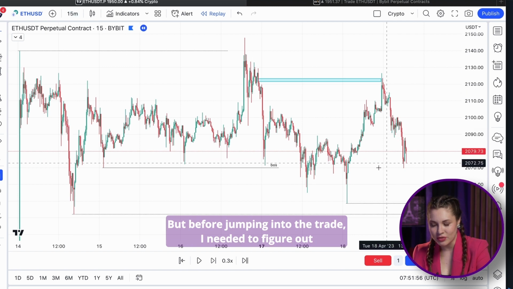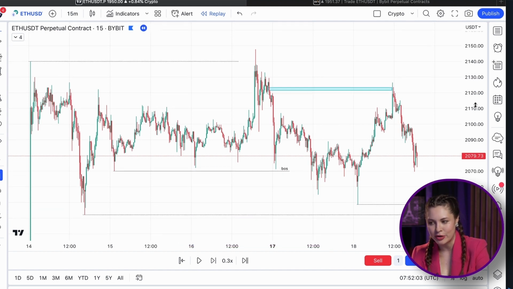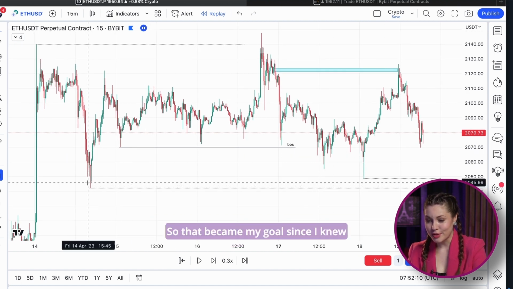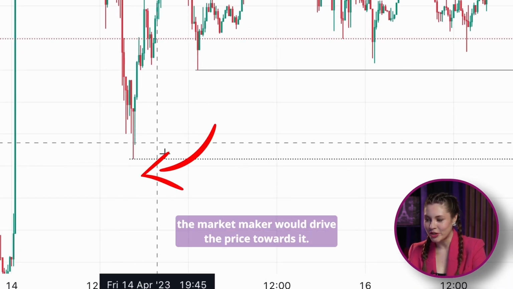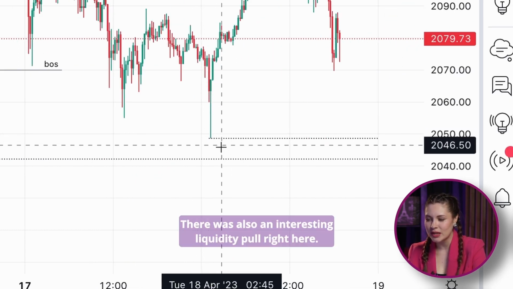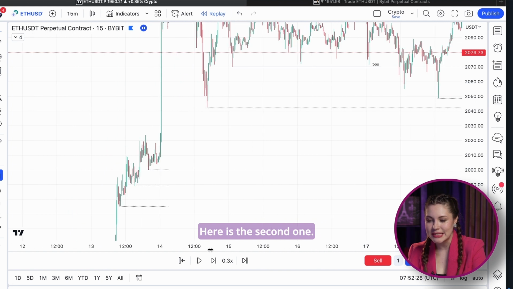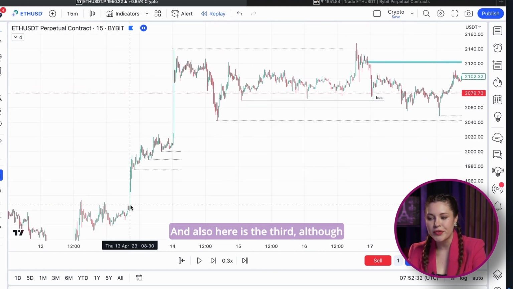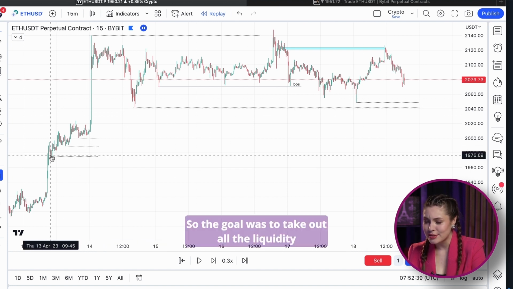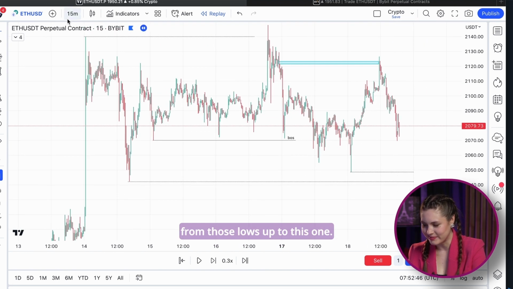But before jumping into the trade, I needed to figure out where to put the take profit so I could make money later. This is where we got a liquidity pool, which means there are some buyers' stops. So that became my goal, since I knew the market maker would drive the price towards it. There was also an interesting liquidity pool right here. Here's the first low, here's the second one, and also here's the third low. We see an imbalance from below. So the goal was to take out all the liquidity from those lows up to this one.